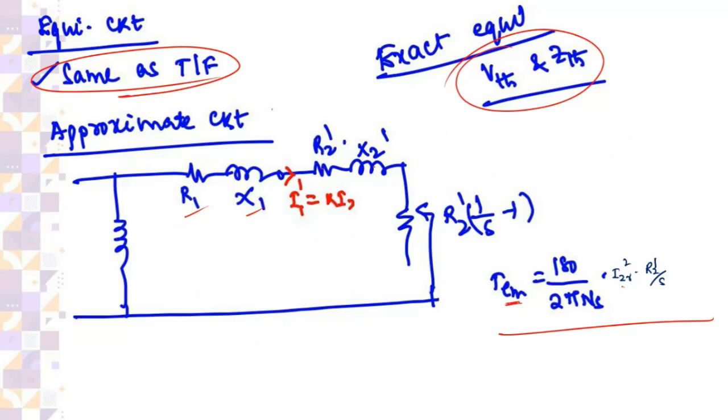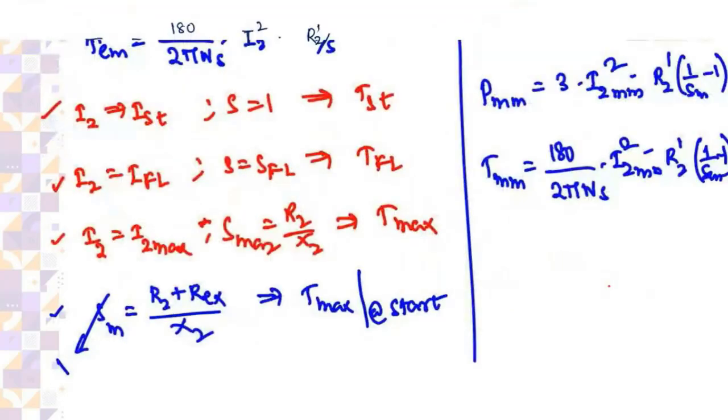If they are asking full load torque, you need to substitute full load current and full load slip. If they're asking starting torque, you need to substitute starting current and starting slip, and so on. Okay. So these are the conditions and the corresponding currents. How do you calculate these currents? How do you calculate these slips?